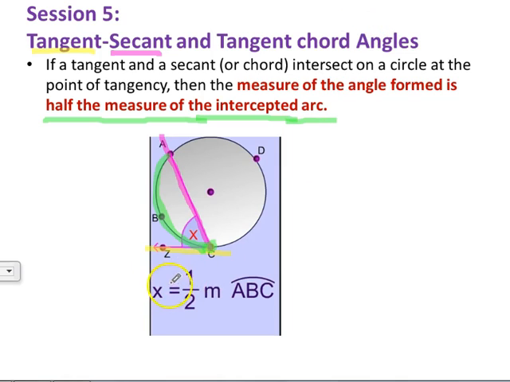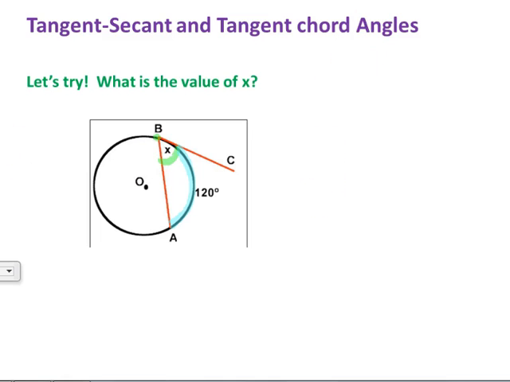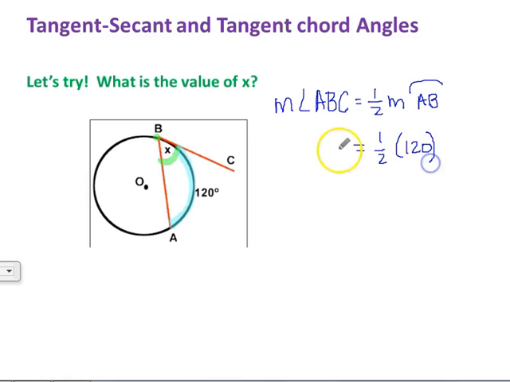Well, remember back here we learned that the measurement of the angle is going to be half of the intercepted arc. So to find the measurement, we do have enough information. So the measurement of angle ABC is going to be equal to 1/2 the measurement of arc AB. And what is that arc measurement? It's 120 degrees. And what's half of 120 degrees? 60 degrees. So the measurement of angle ABC is going to be 60 degrees.